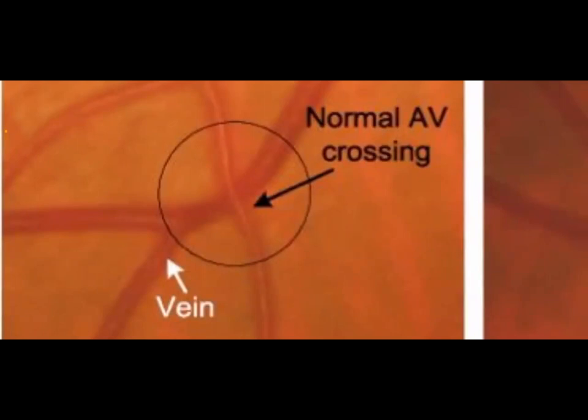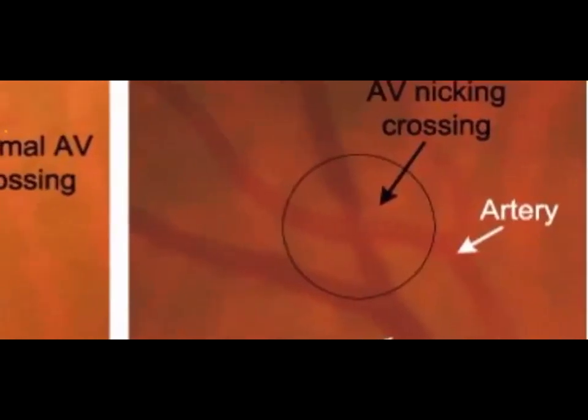Yes, sir. So if you can see the caliber of the vein before and after, it is the same. But look at this picture. If you look at the vein, the caliber of the vein is a little bit narrow at the area where there is a cross between the artery and the vein. This is called AV nicking, or arteriovenous nicking, or arteriovenous nipping. Usually this is more common in hypertension compared to diabetes. And it's a very bad sign because it indicates increased cardiovascular risk, increased risk of developing myocardial infarction, stroke, and so on.